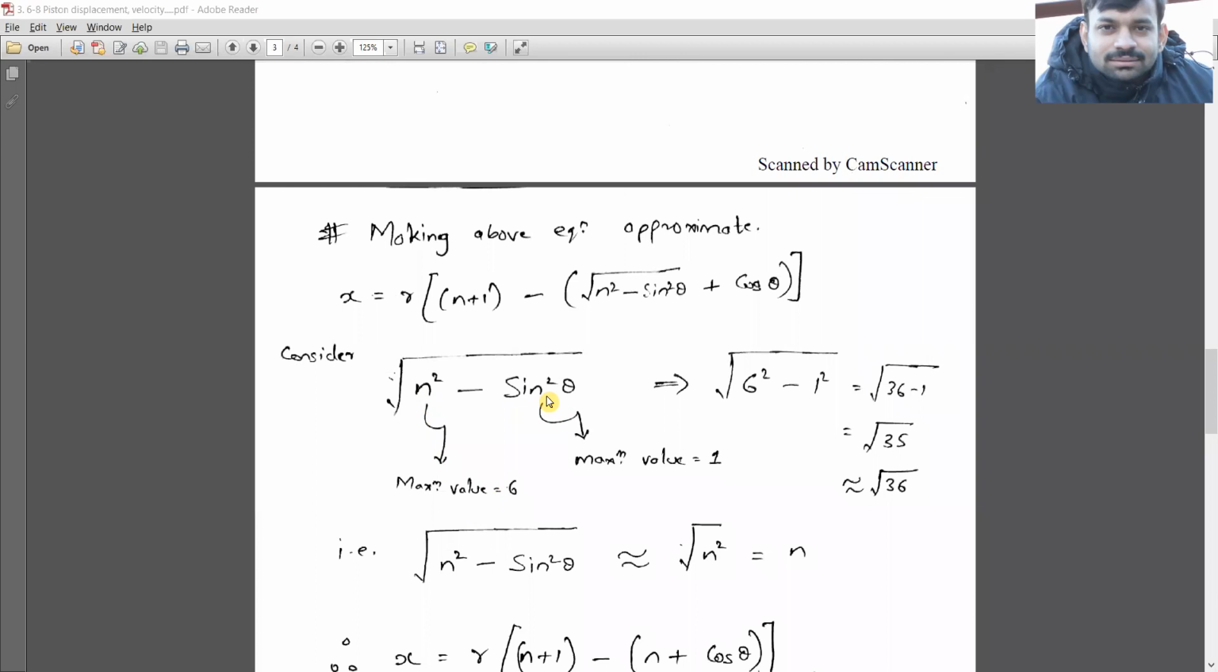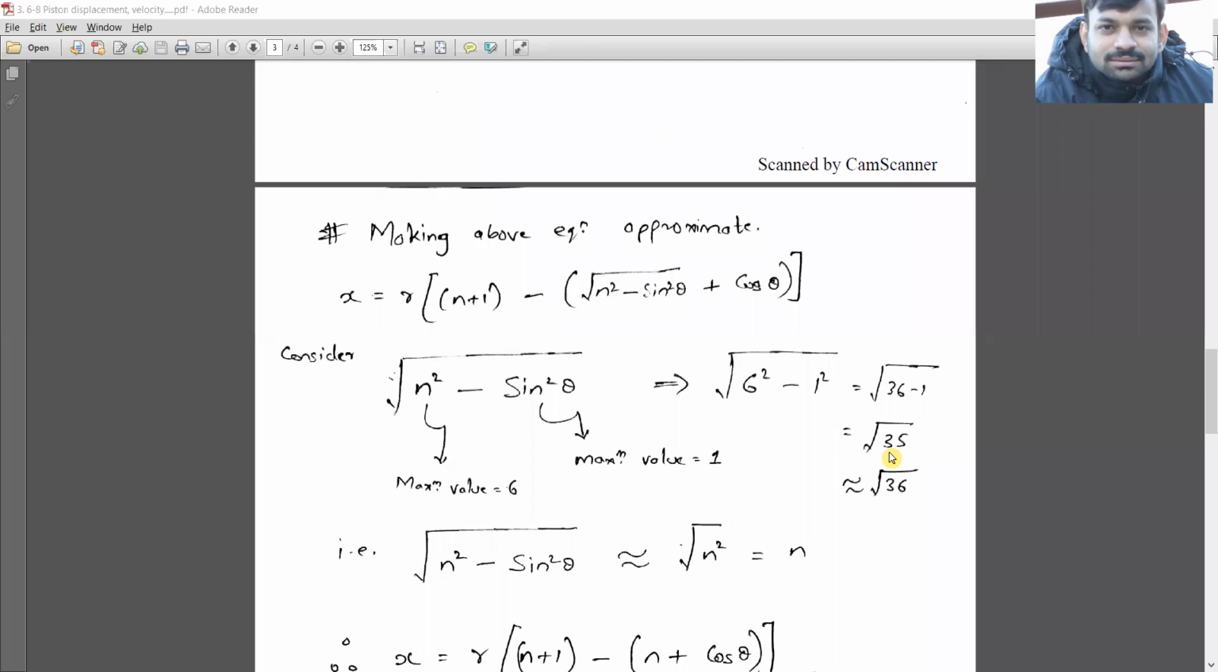And sine theta, you already know that sine theta varies from 0 to 1. Sine 0 is 0 and sine 90 is 1. Then again its graph falls back to 0. That is, sine 180 is 0, right? So the maximum value of sine theta can be 1. So we have substituted these values, trying to reduce this thing. It becomes under root of 6 square minus 1, which is 36 minus 1, under root of 35.